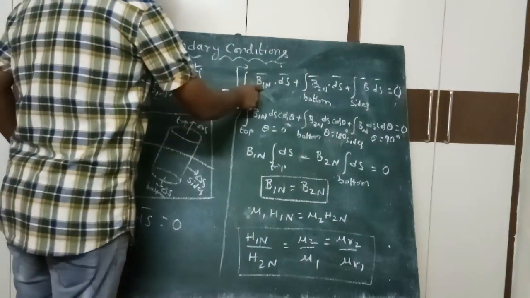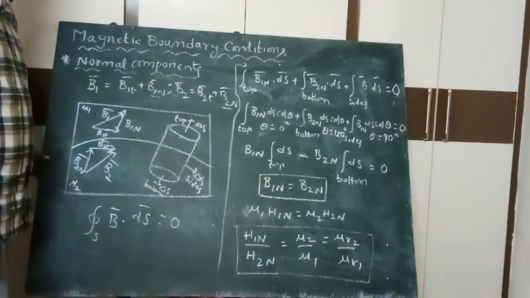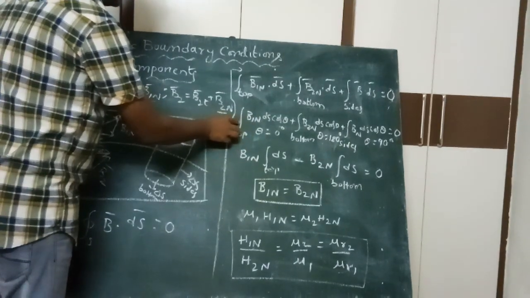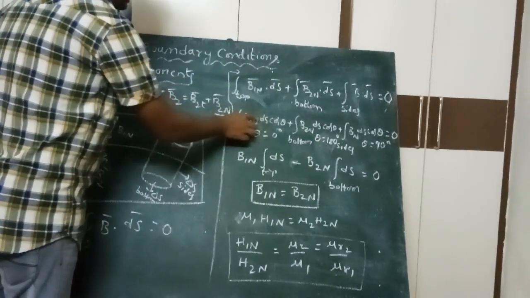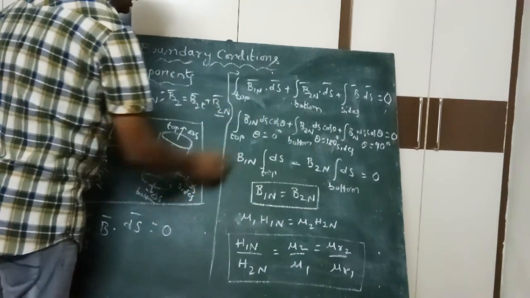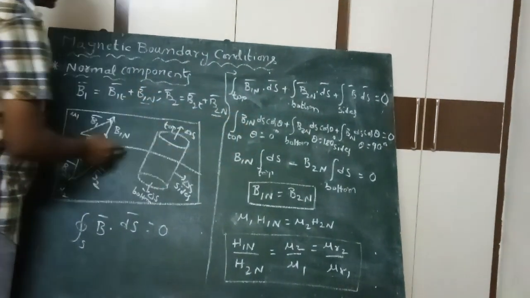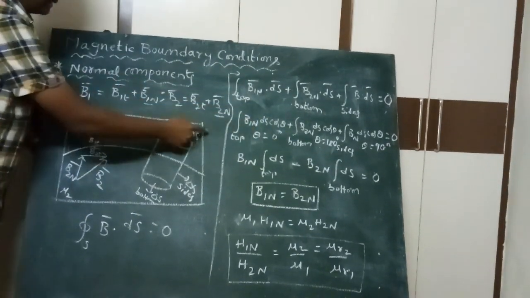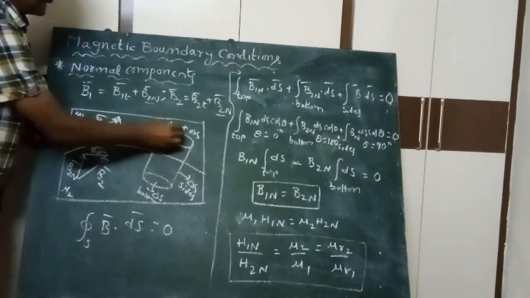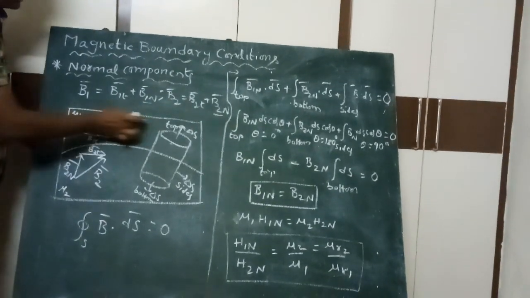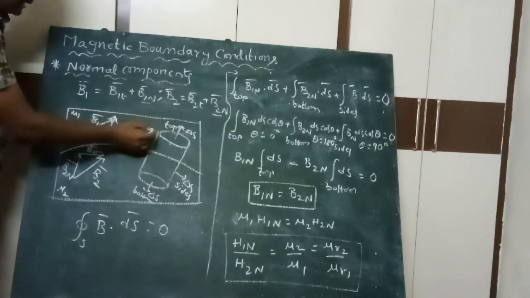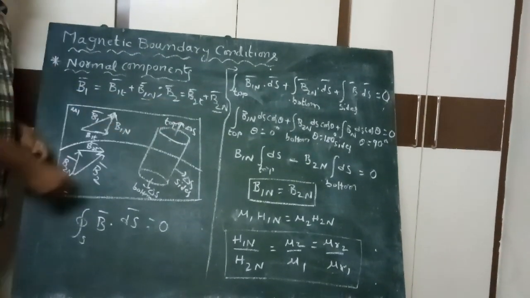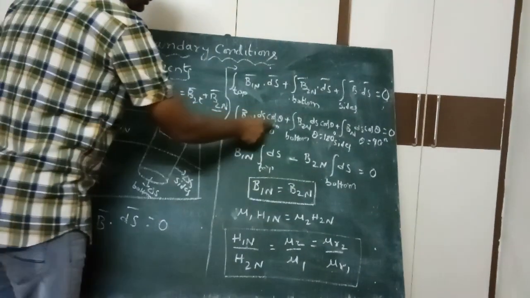Now A bar dot B bar can be written as A into B into cos theta. So B1n dot dS bar can be written as integral B1n dS cos of the angle between these two, that is cos theta. Here theta equals 0 degrees. B1n is in this direction, and dS, the top surface direction, is also in the same direction. So B1n and this surface delta s are in the same direction, so theta can be considered as 0. So we need to substitute 0 here.